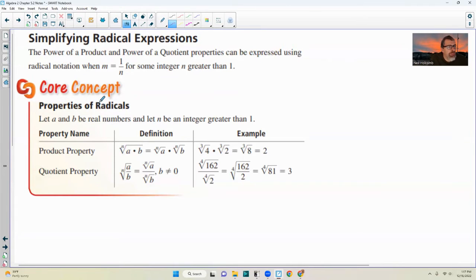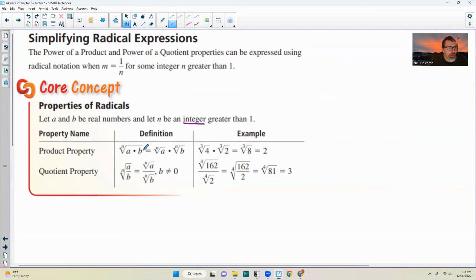So the properties of radicals, it says let a and b be real numbers, and let n be an integer greater than 1. Integer, in other words, 1, 2, 3, 4, 5, 6, out to infinity. No fractions, no decimals. That's what an integer is. Okay, and it's an integer greater than 1, so 2 or greater. Property name, product property. Remember n has to be 2 or greater, and it's got to be an integer. We don't take fractional radicals in this course.